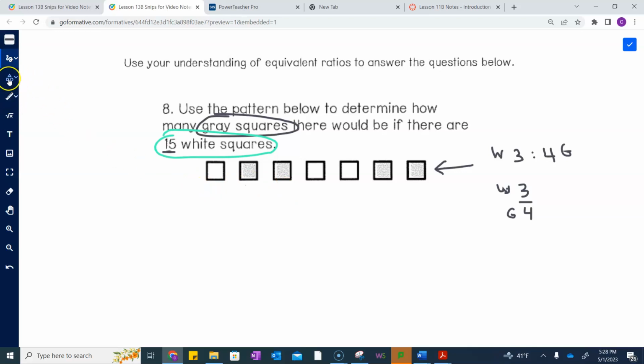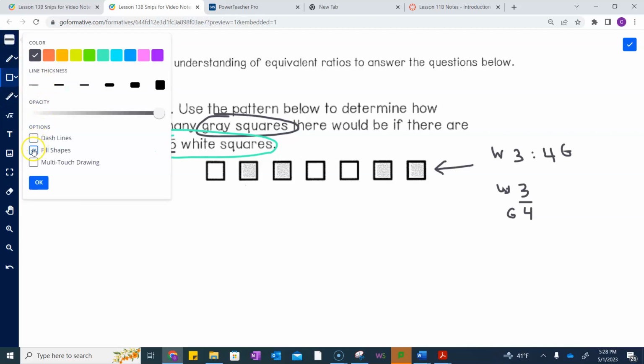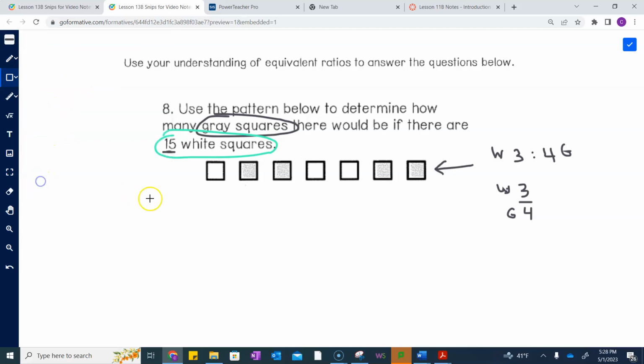So we're going to make a diagram. We're going to take this diagram that they started us with. We're going to use that pattern until we get 15 white squares. So I'm going to come up, grab my shape tool real quick. I'm going to make sure my fill is not on. And I'm going to start making some white squares using the pattern.